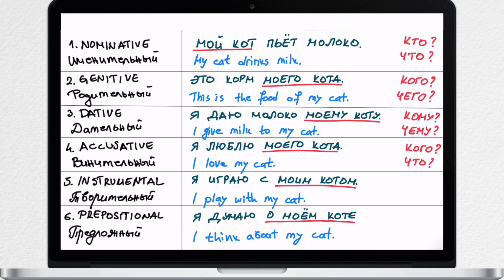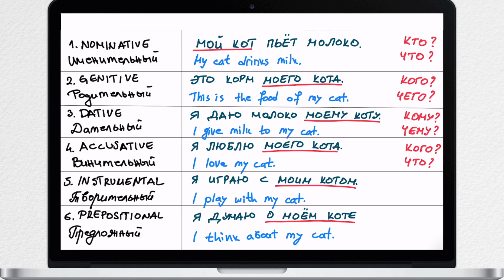Let's move on to the fifth case or the instrumental case, творительный падеж. The instrumental case is used to express accompaniment or the instrument by which something is done. Let's have a look at our example. Я играю с моим котом. I play with my cat. С моим котом, with my cat. In this sentence, we are expressing accompaniment.